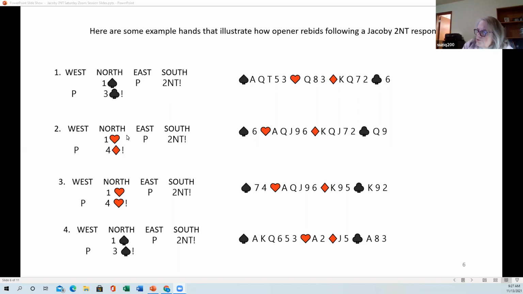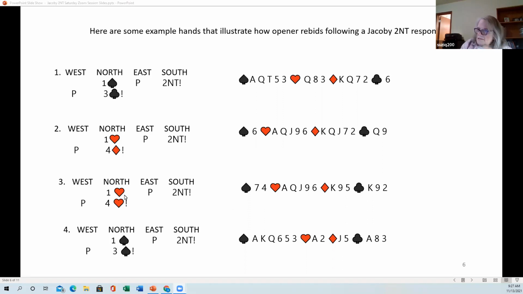In this instance, North opens a heart. He gets the 2 no trump response from his partner. This is a good quality 5-card suit. This is what I mean by a second 5-card suit that is a source of tricks. So this is a 4 diamond response, and this is the way that you agree to use the 4-level bids.